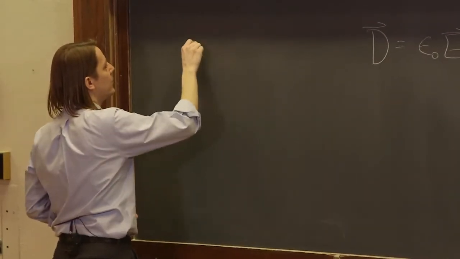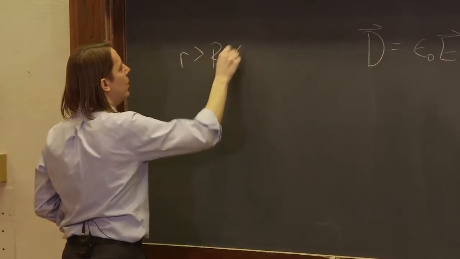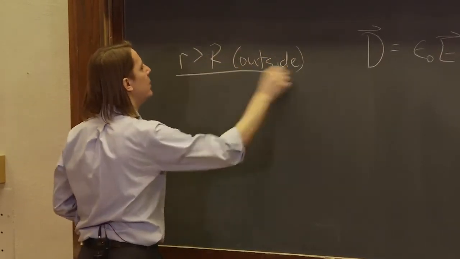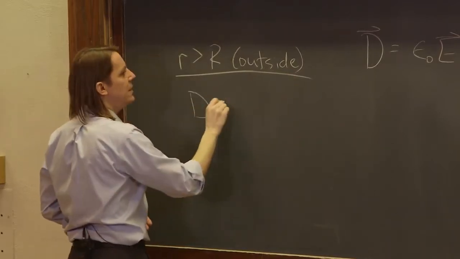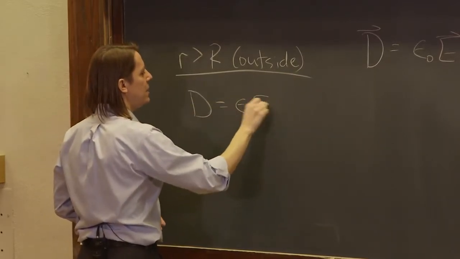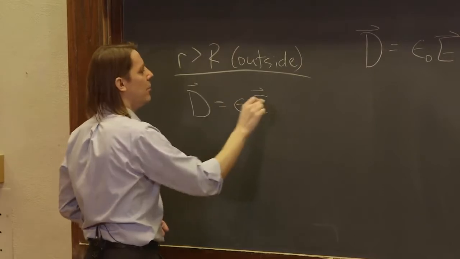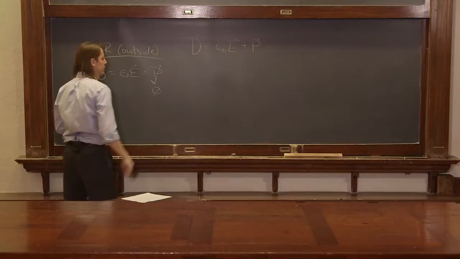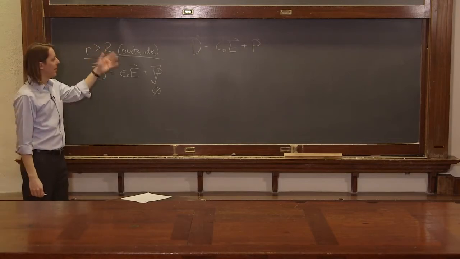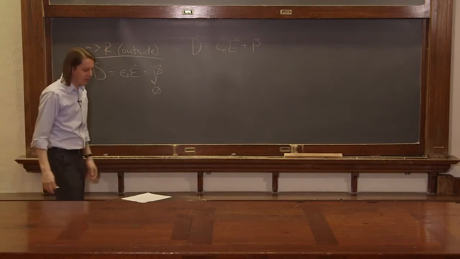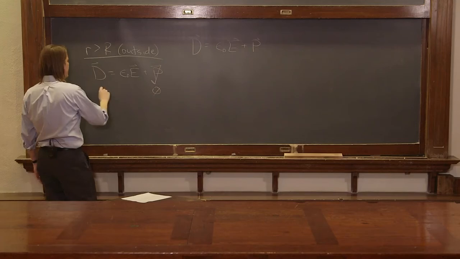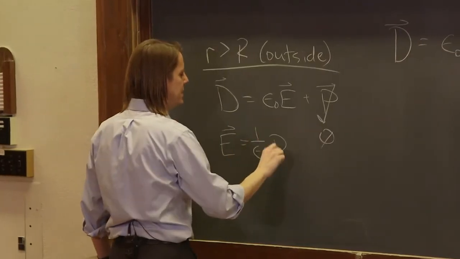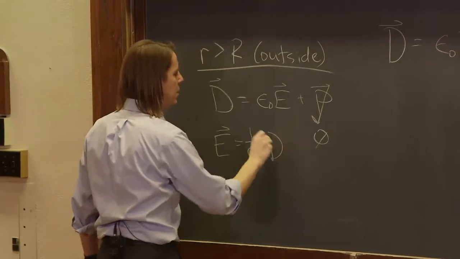So for the radius R greater than big R, also known as outside the dielectric, D is epsilon naught E plus the polarization. What's the polarization outside? It's 0. There's no dielectric. We're outside the dielectric. No polarization outside the dielectric. So if we solve for E, we see that E is 1 over epsilon naught D. That's a D, not a P.